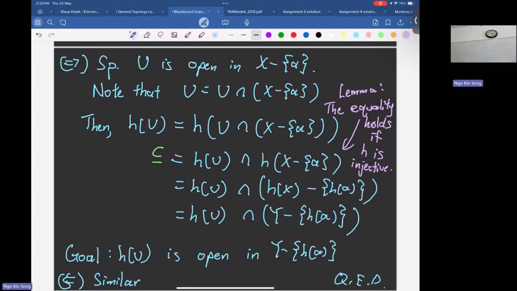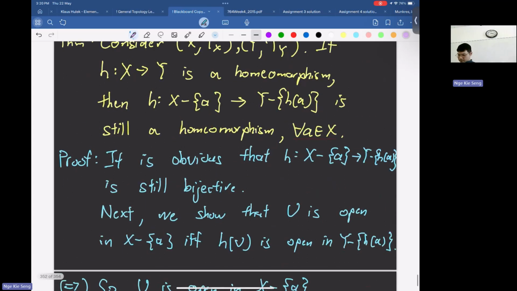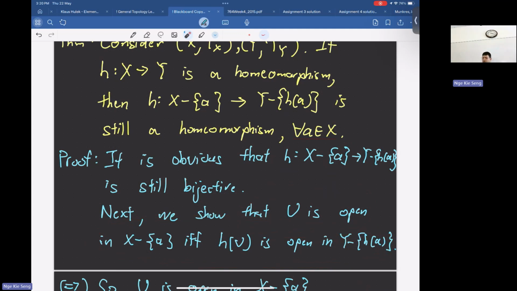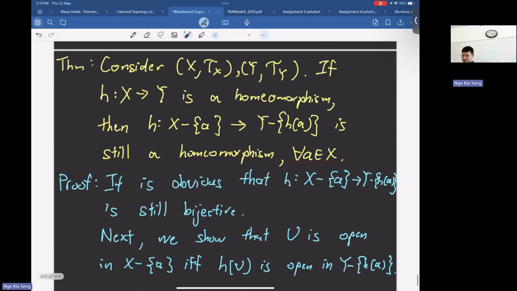So I think, let me think. Should we talk about subspace topology here? So we show that U is open in this set if and only if U is open in this set. So what do we need to do to show this statement here? I want to show that U is open in this set if and only if U is open in the other set. So how is U open in X take away A here? So we try to use subspace topology.